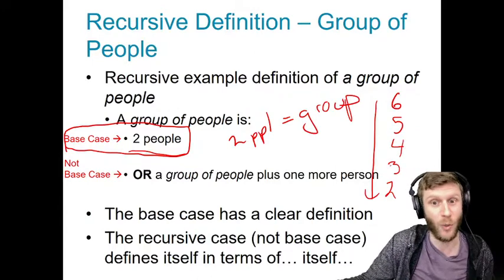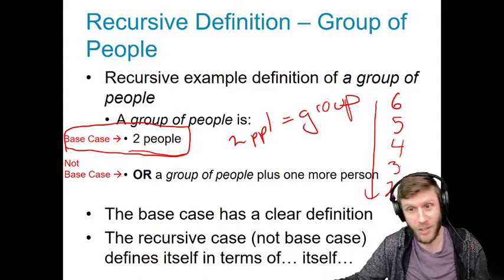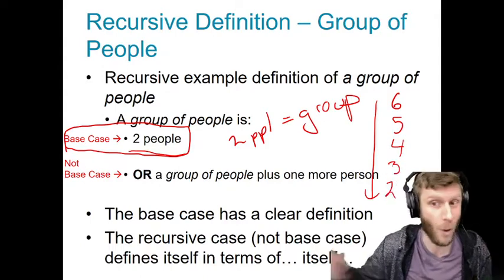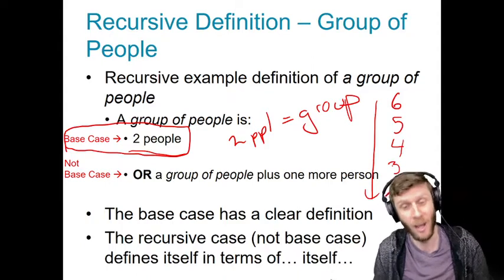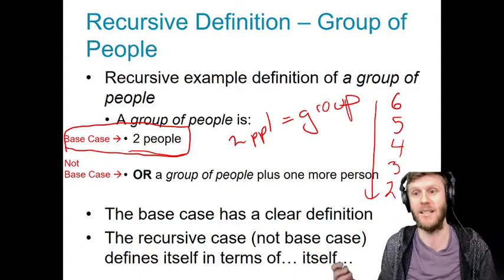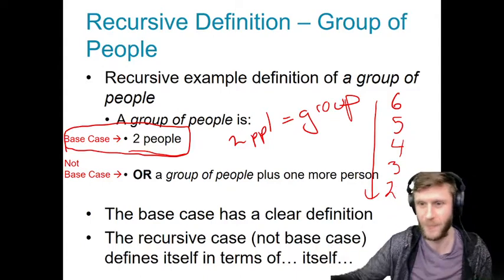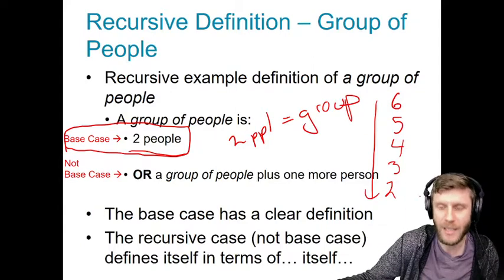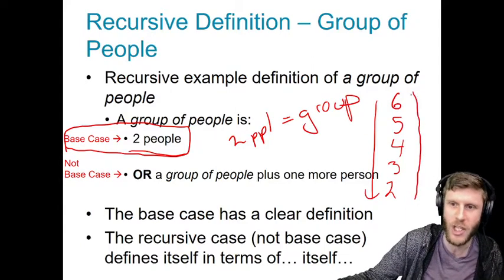And then if 3 is a group of people, that means 3 plus 1 more is a group of people, therefore 4 is a group of people. And if 4 is a group of people plus 1 more person, that means 5 is a group of people. And if 5 is a group of people plus 1 more person is a group of people, that means 6 is in fact a group of people. So we went down towards the base case, and then we were able to answer, and then we just kind of project the answer back up.